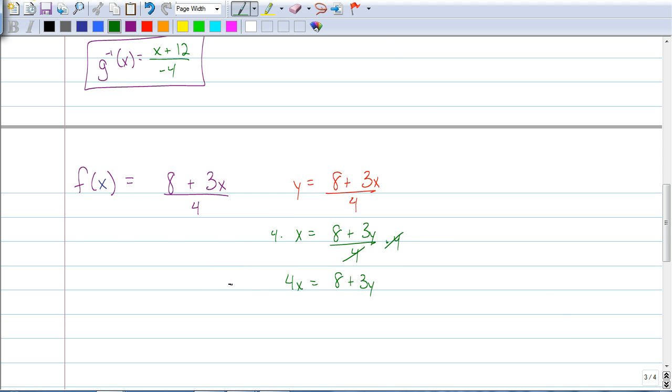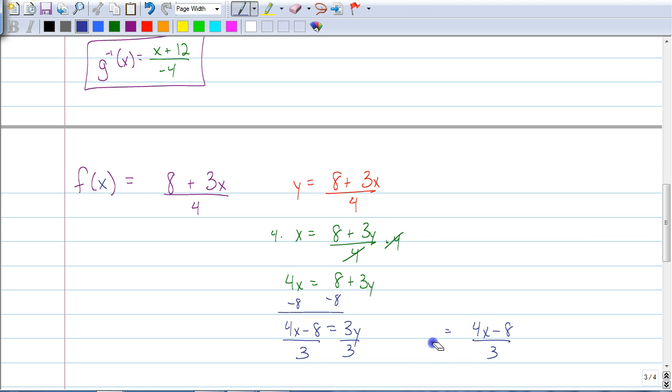So now I want to do the next step, which would be to get rid of the 8. So I'm going to subtract 8 from both sides. So that's going to give me 4x minus 8 equals 3y. And now I want to get the y by itself, so I divide both sides by 3. So my answer would be y equals 4x minus 8, all divided by 3.